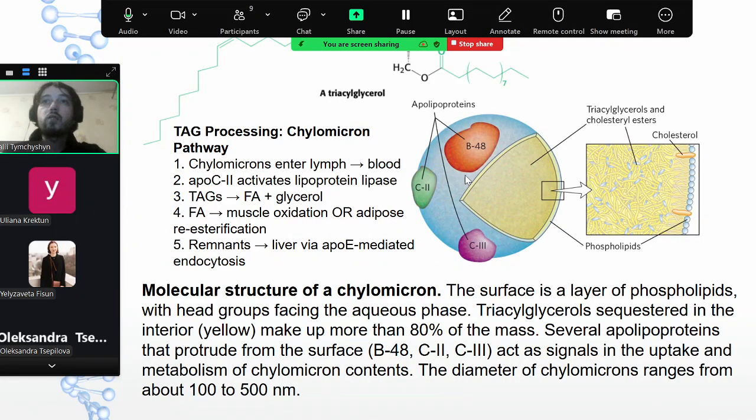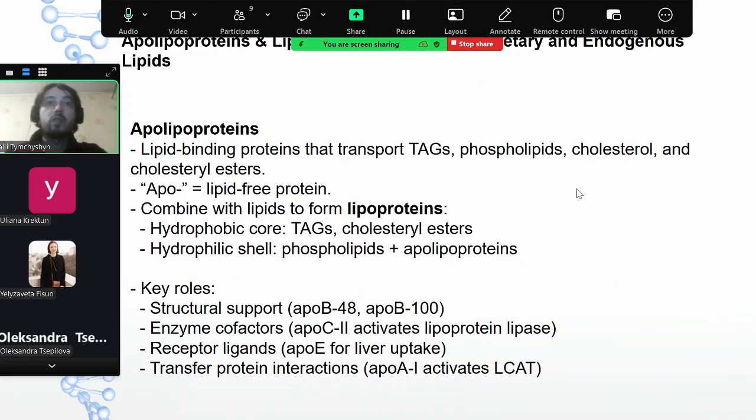ApoB48, ApoB100. So here you see ApoB48 incorporated in this thing, so there may be some different proteins that are helping to support the structure. Some are enzyme cofactors like ApoC2, while others are receptor ligands, so they are basically telling the cells what this thing floating around is, and are activating certain signaling cascades that will tell what to do with that. Do they want to uptake that thing inside, or just leave it as it is? So that depends. And some are transfer proteins.